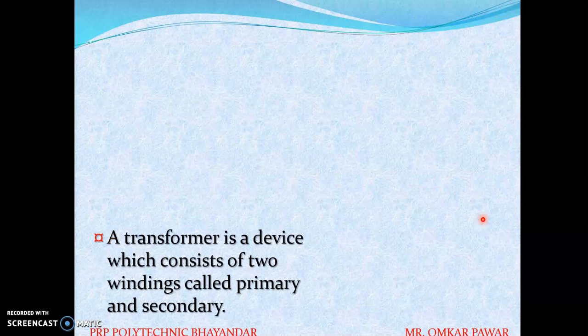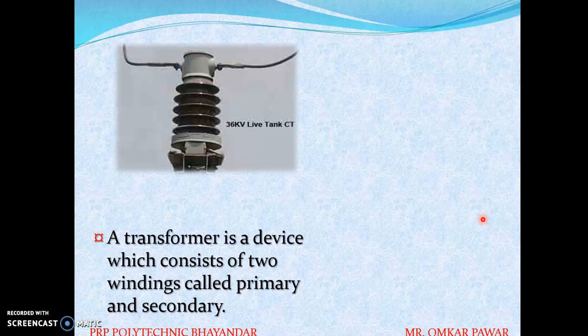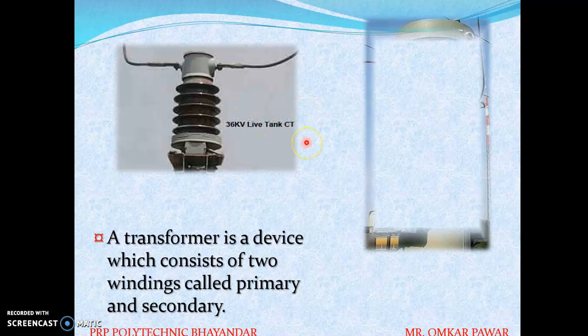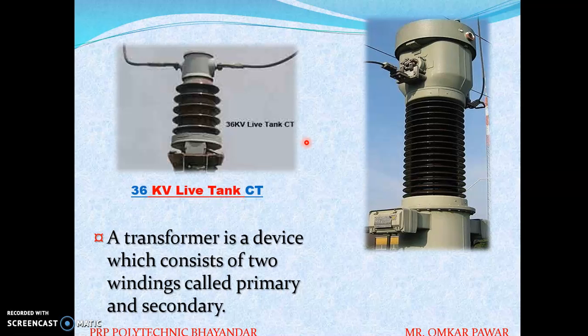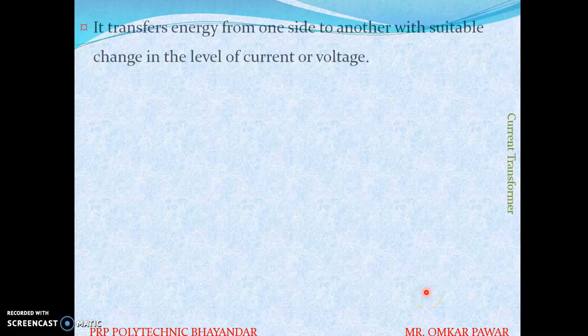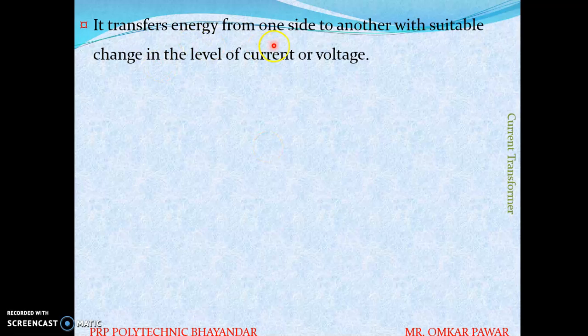A transformer is a device which consists of two windings called primary and secondary. So this is a transmission line, and this is primary, and this secondary. This is a 36 kV live tank CT. This is a CT for operation on a 110 kV grid. It transfers the energy from one side to another with suitable change in the level of current or voltage.